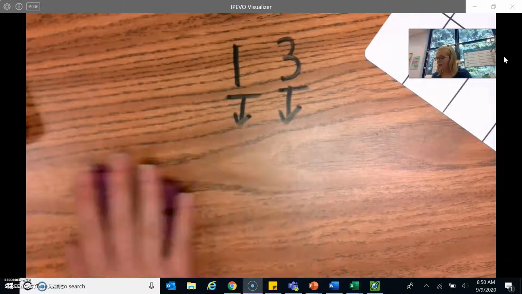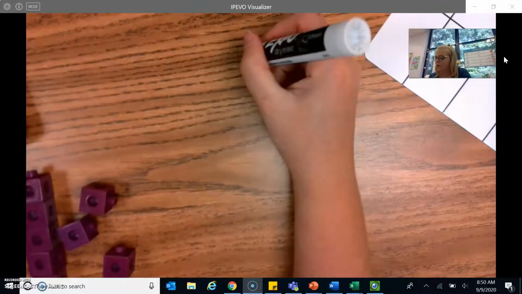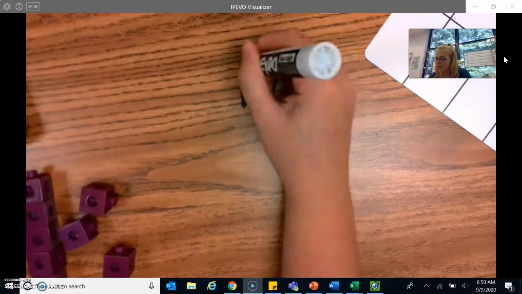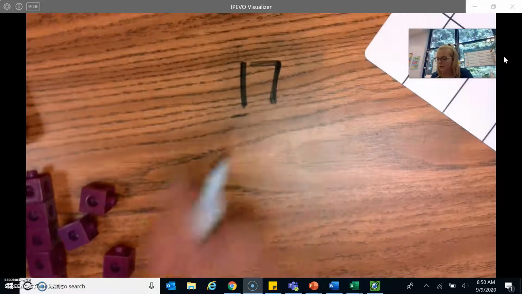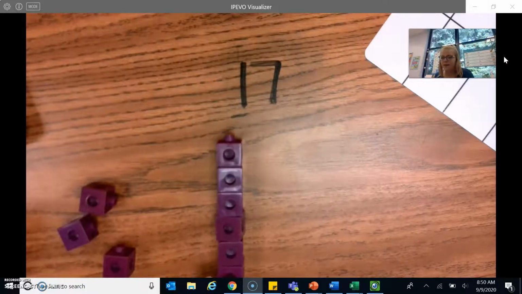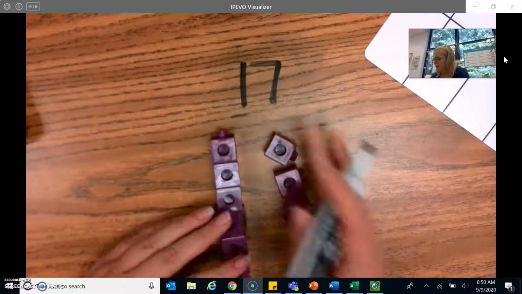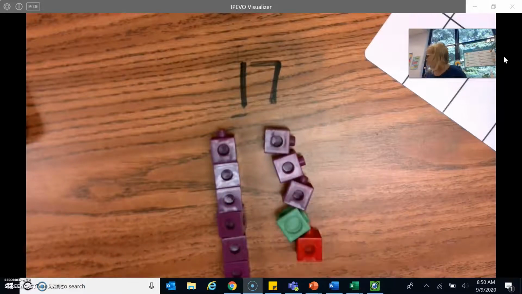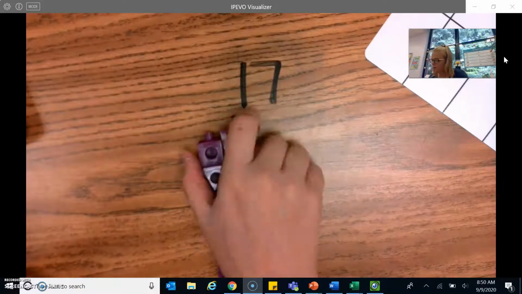Okay, let's try with one more number. Let's just see if we can remember. Let's do 17. How many groups of 10s does 17 have? That's right, I have one group of 10, and I'm going to have 7 ones. So that's 1, 2, 3, 4, 5, 6, 7.